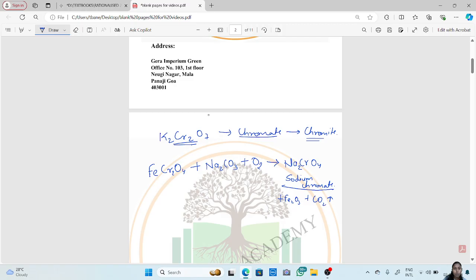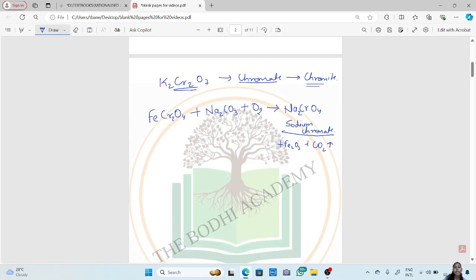Okay, we want 2 chromium. Yes or no? So for getting the chromium doubled, what we have to do is take the sodium chromate, that is Na2CrO4. This is sodium chromate. We have to acidify it using sulfuric acid. When we acidify it using sulfuric acid, what we get is Na2Cr2O7. This is a sodium dichromate.